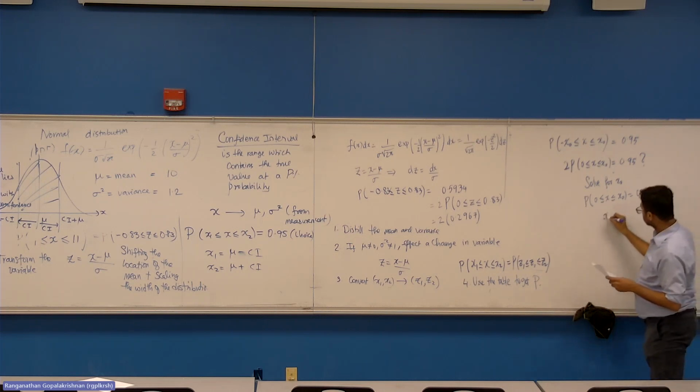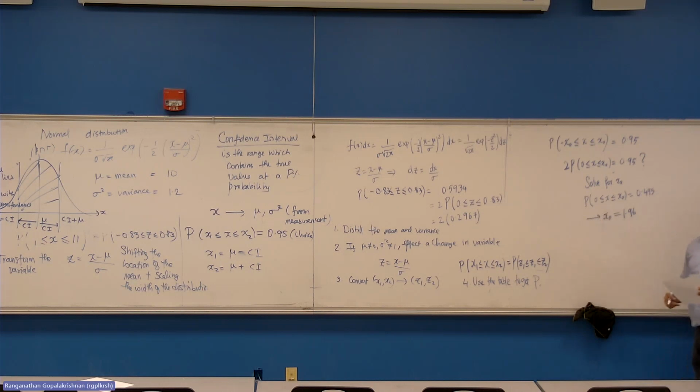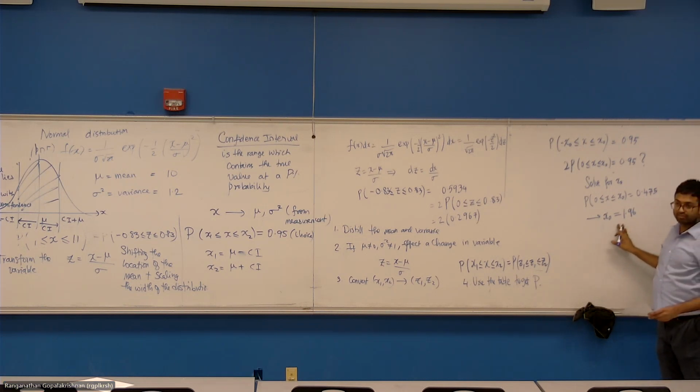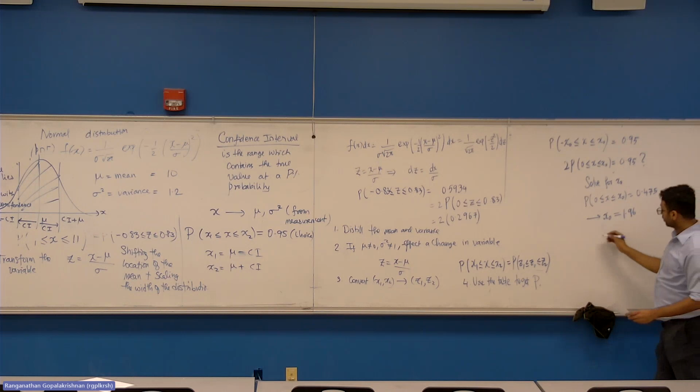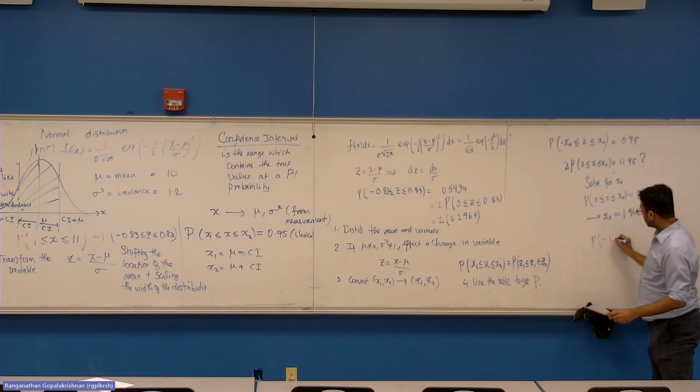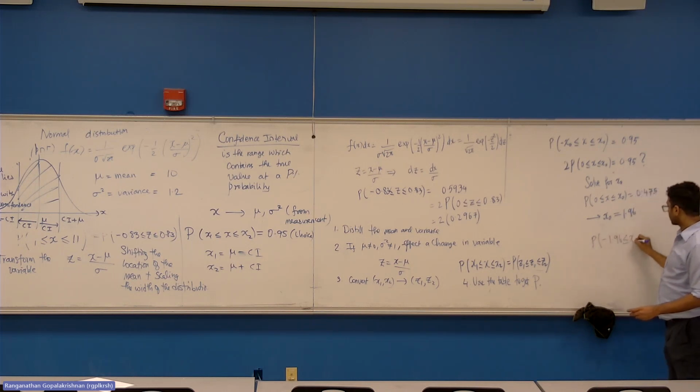X naught happens to be 1.96. Is it around 0.47? Oh, yeah, 0.47, sorry. That is 1.96. Is everybody seeing this? X naught has to be 1.96. Or in other words, the probability of minus 1.96 less than x less than 1.96 is 95%.